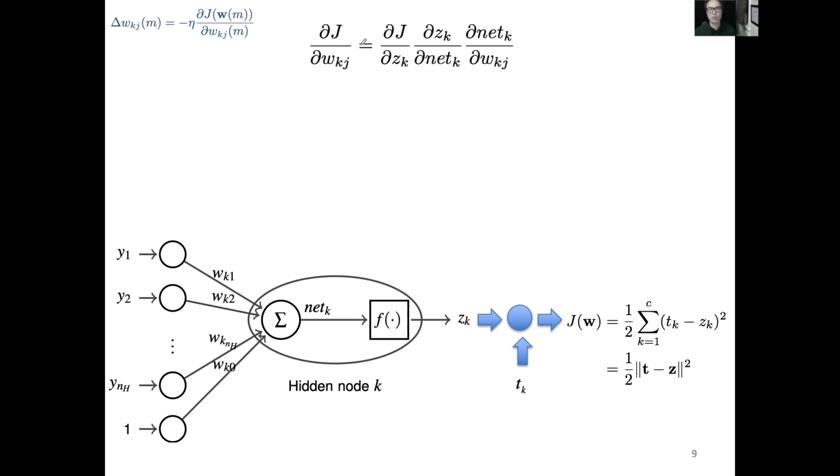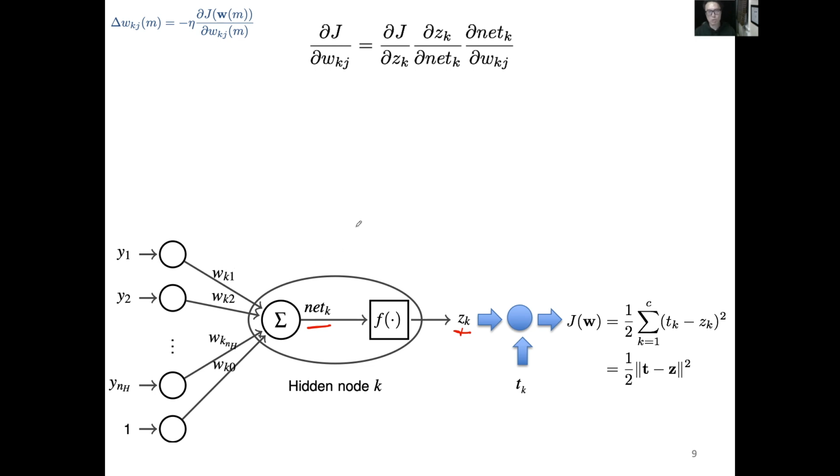According to the chain rule, we have partial J, the change of J with respect to Z_k right here, and then Z_k with respect to net_k, so we have partial Z_k over partial net_k, and then partial net_k with respect to any of these. That means actually we are going to find the changes one by one, all of them we will consider, but now we are particularly interested in one of them. This is W_kj, that would be any one of them.